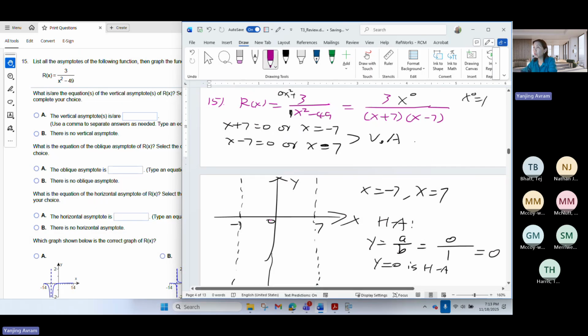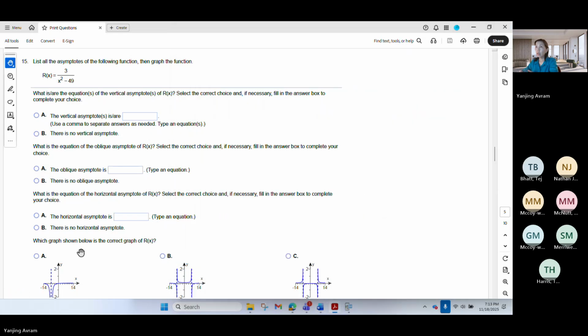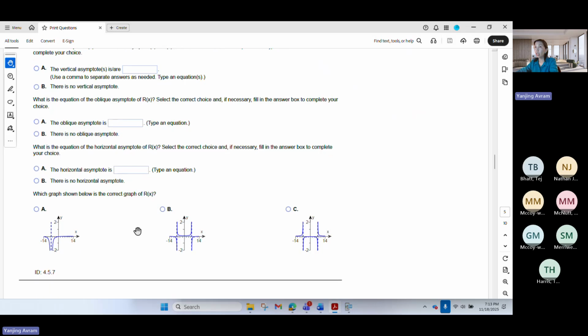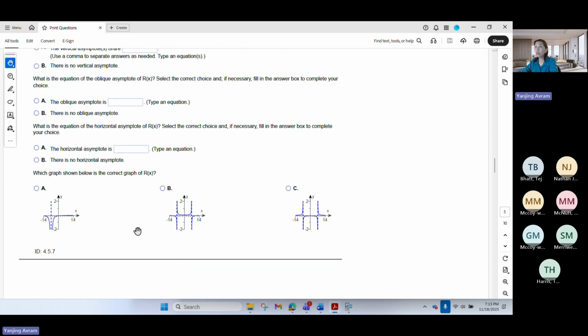What does y equal to 0 mean? That means the x-axis here. This x-axis is the horizontal asymptote. For a horizontal asymptote, you always write y equal to. All right, and then you can look at the graph. Which graph is the correct one?